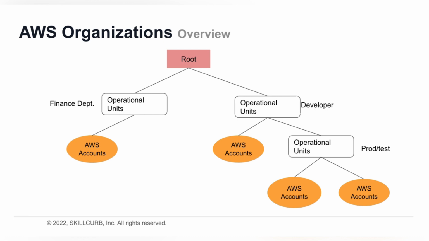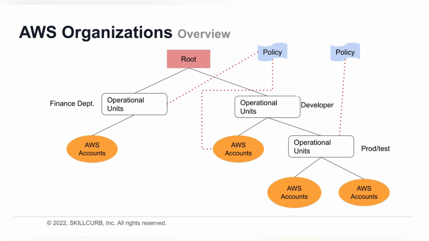And we can apply policies to these organizational units. So we could say, okay, this is my main developer account. I don't want them doing anything with EC2 for some reason. I want everything to be serverless. So I'm going to apply a policy to our developer organizational unit, preventing them from provisioning EC2 instances. So this is how organizations work.